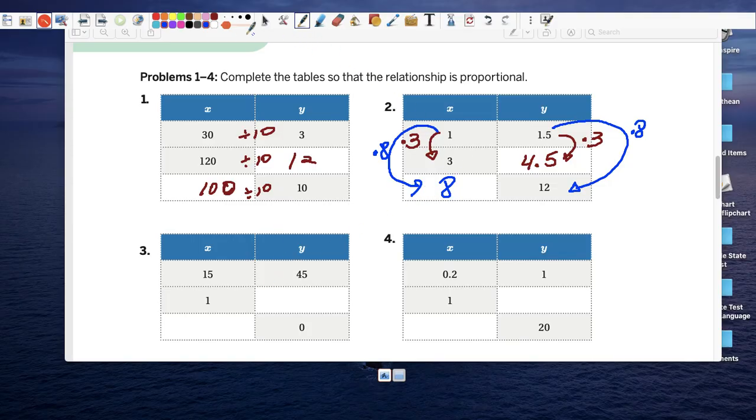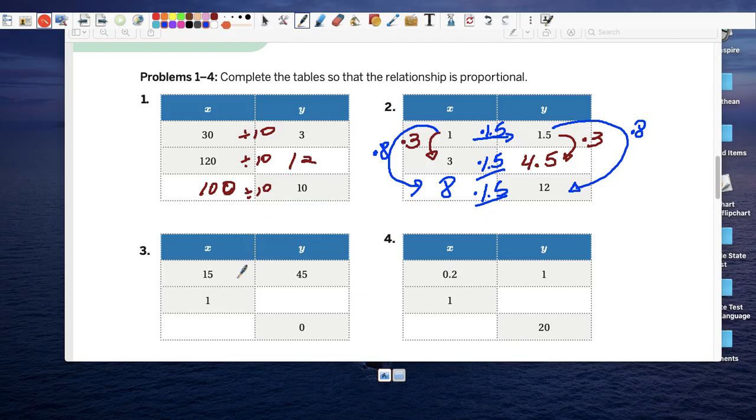You can do a check if you wanted to, to make sure that everything works. Let's go this way. How does 1 become 1.5? 1 times 1.5 is 1.5. That worked. What about 3 times 1.5? Is that 4.5? Yes, it works. And then 8 times 1.5. Is that 12? Yes, it is. So I did it both ways. I didn't mean to, but I did it both ways.